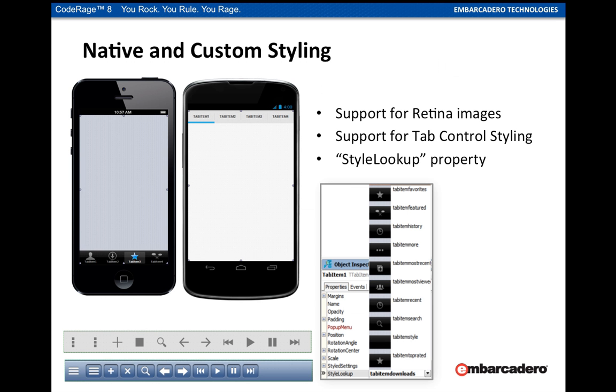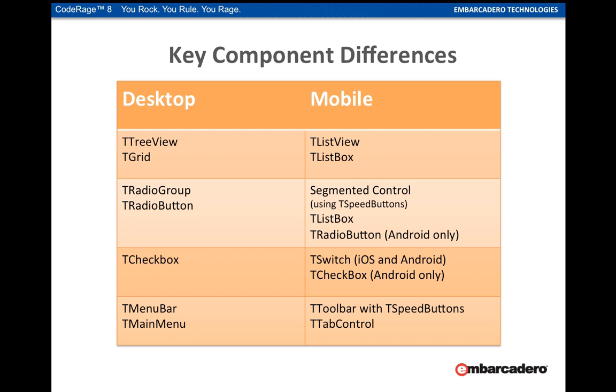Native and custom styling. As I mentioned, we have support for Retina images. We have support for all these different resolution images via the different MultiRes Bitmap properties. We also have support for tab control styling. On iOS, that includes support for text and glyphs. On Android, that includes support for text. And of course, also the style lookup property for all the different controls that allows you to easily change the UI on your different user interface controls.